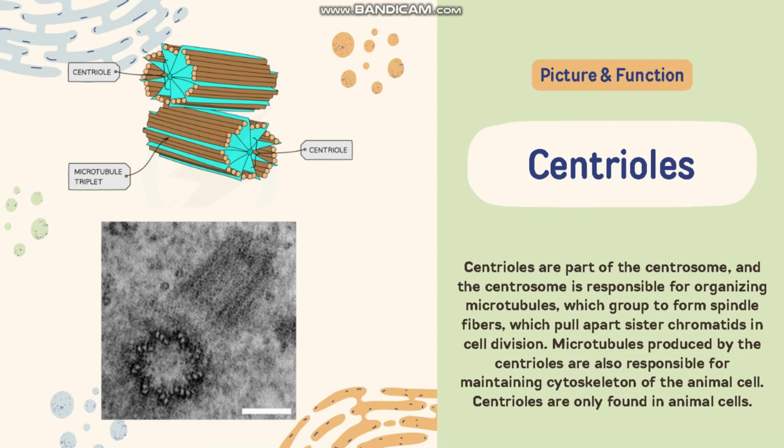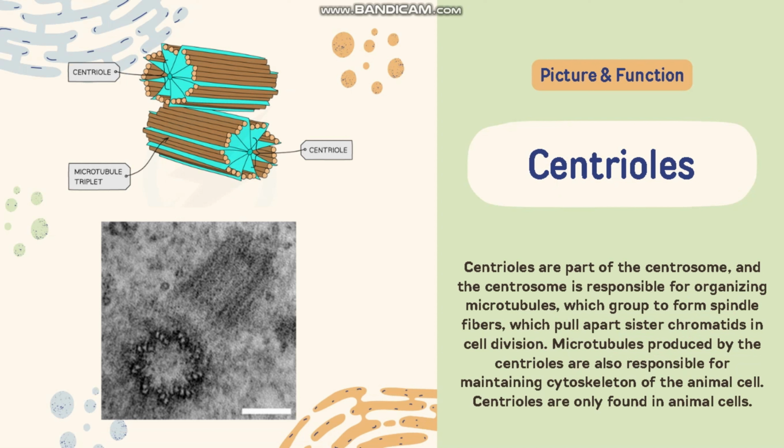Lastly, we have centrioles. Centrioles are part of the centrosome. Two centrioles, or this pair together, is a centrosome, and the centrosome is responsible for organizing microtubules which group to form spindle fibers, which pull apart sister chromatids in cell division.